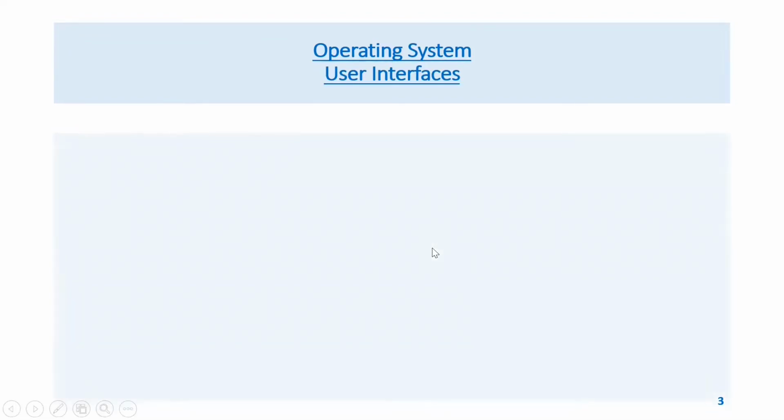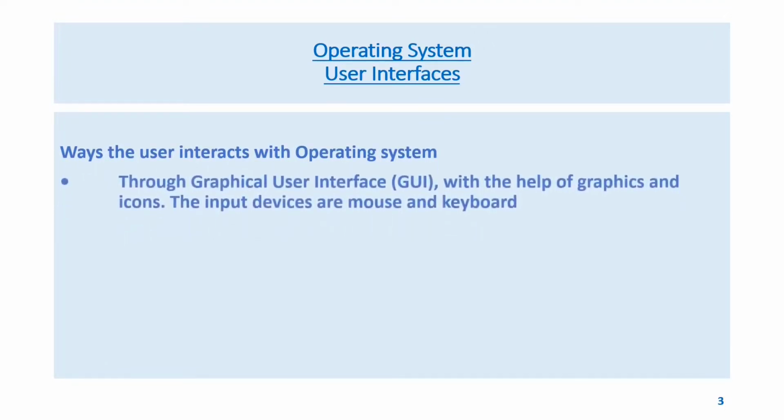Now we'll look into how the user interacts with the operating system. What are the user interfaces? Ways the user interacts with the operating system. First of all, it is through the graphical user interface, also called GUI, with the help of graphics and icons. The user may click the graphic or icon using the mouse or keyboard. The input devices are mouse and keyboard.